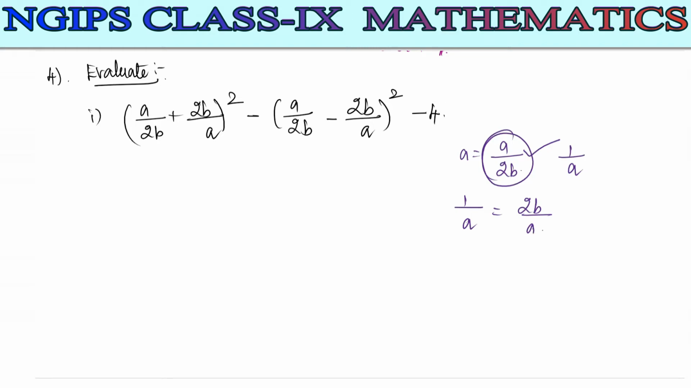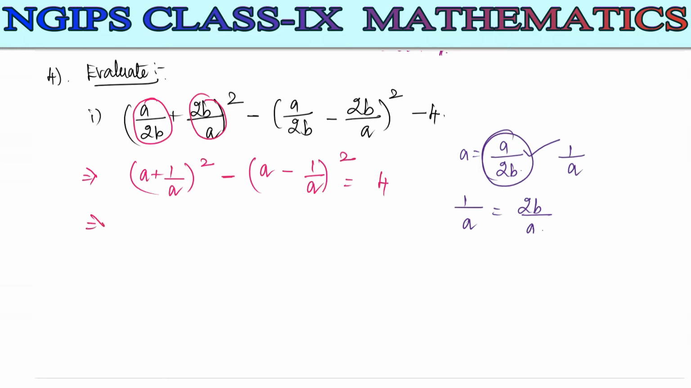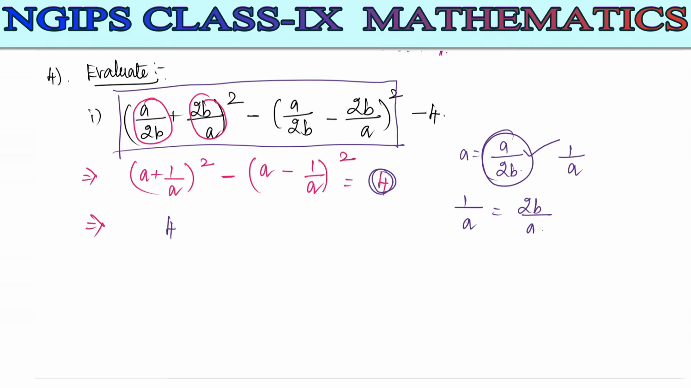So here if you look at this, here easily we can find the first term inverse, it is going to be the second term. Okay, so I'm going to use that formula, a plus 1 by a whole square minus a minus 1 by a whole square. The formula here for this, it is going to be 4. This is one of the identities we have just discussed. So in this condition, instead of this whole value, I'm going to replace the value as 4. Okay, so 4 minus 4, here we are going to get it as 0.